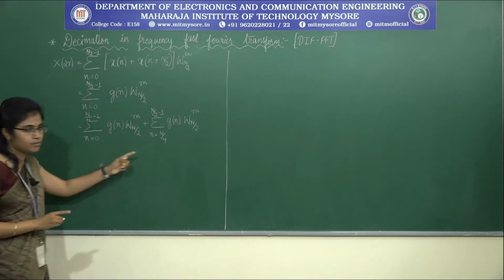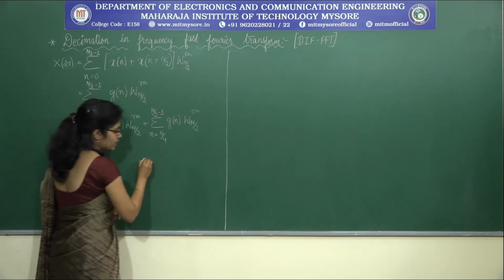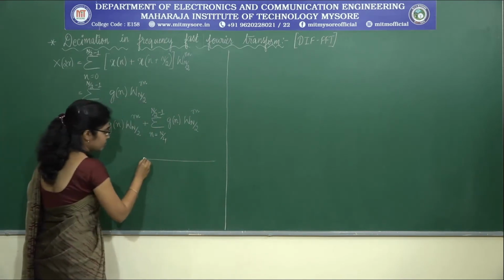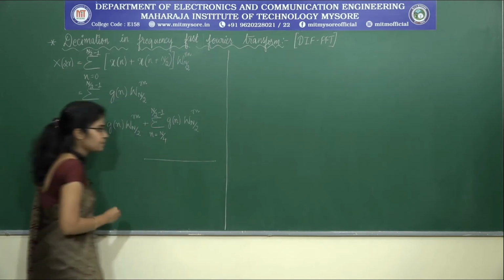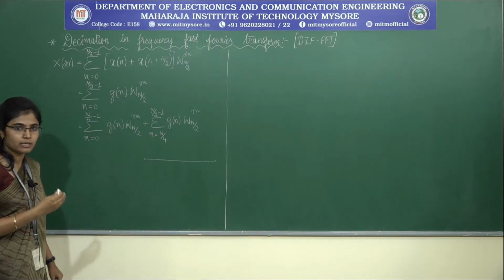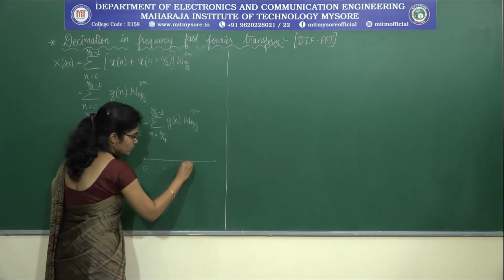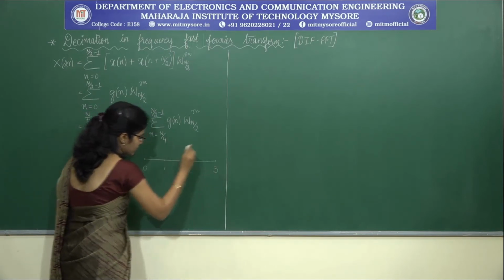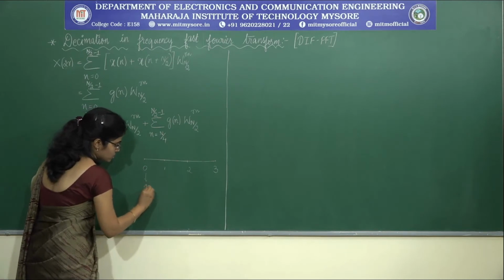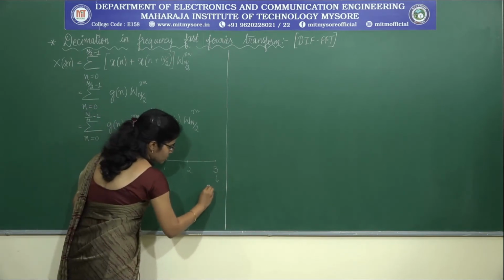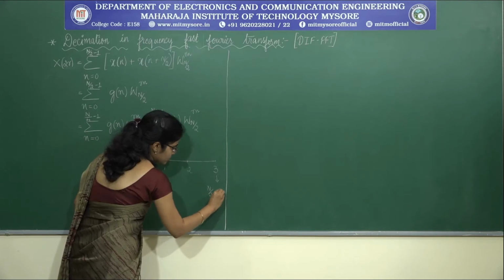So, how did we get this limit? Initially we divided the entire 8-point DFT into 2 equal halves such that the first summation contains n by 2 samples. I will write only the first part, that is 0, 1, 2 and 3. The limits for this were 0 to n by 2 minus 1.